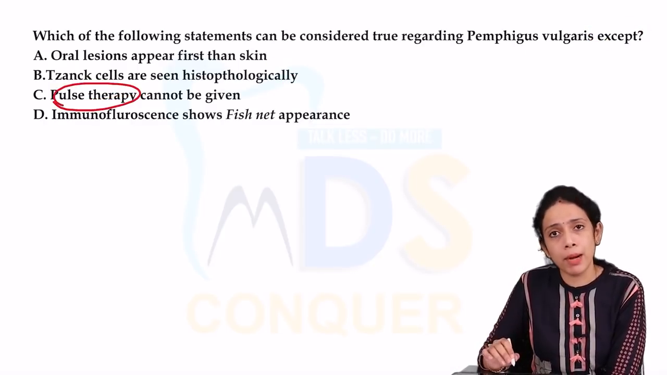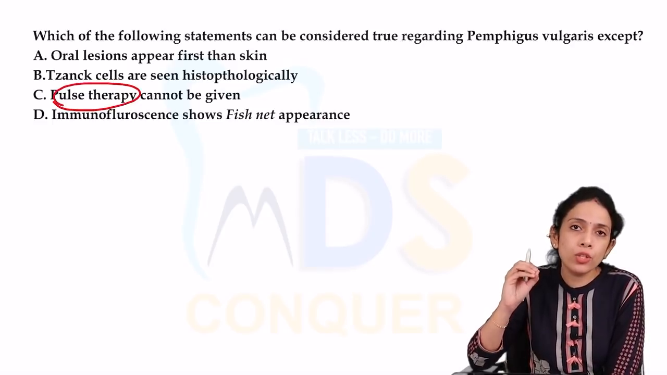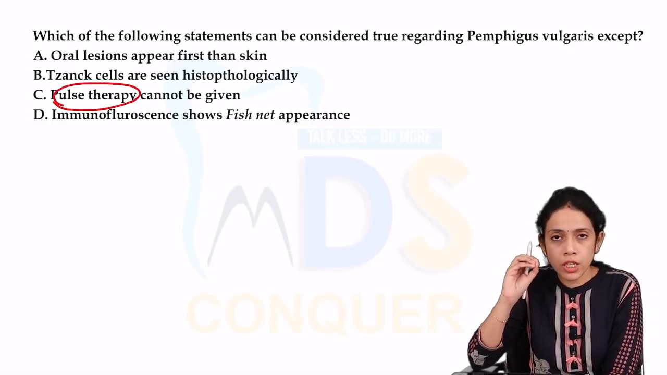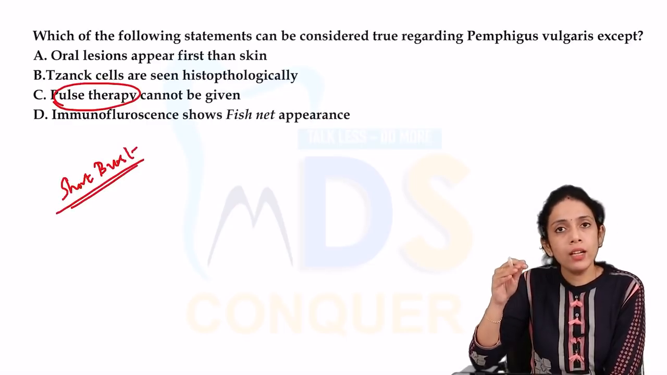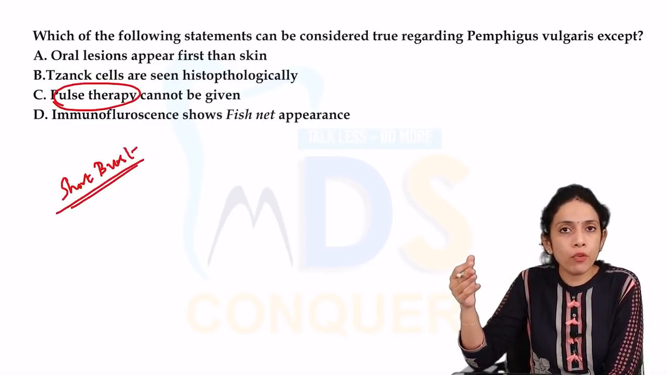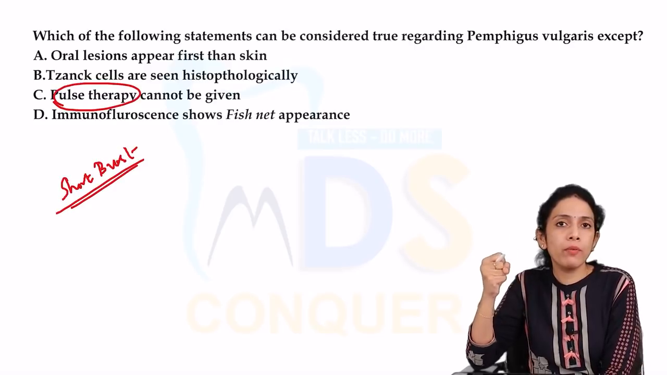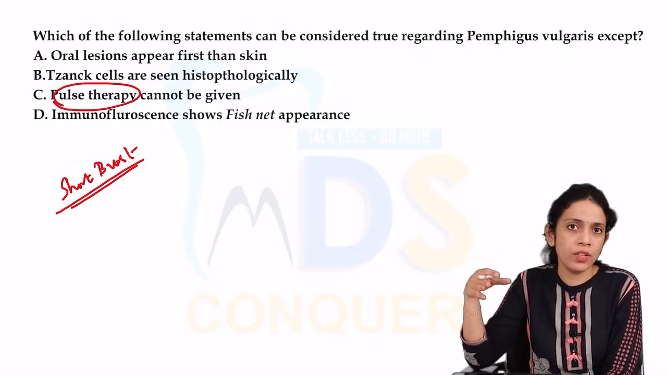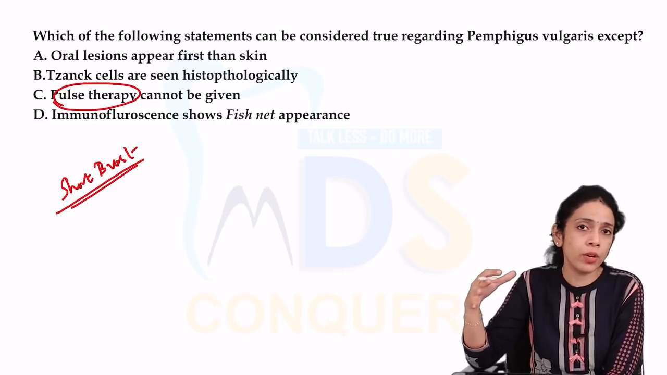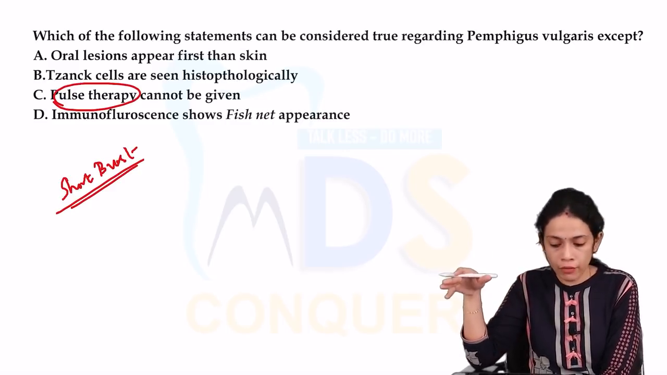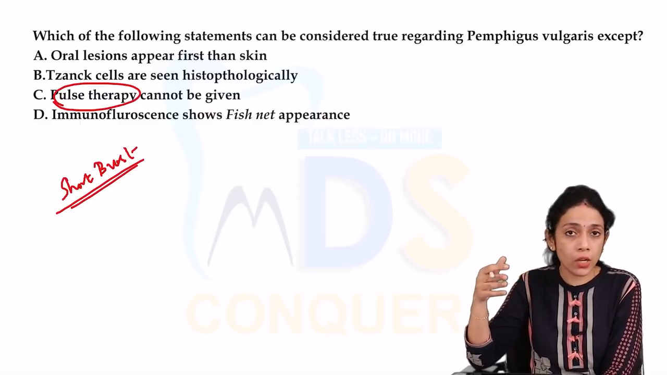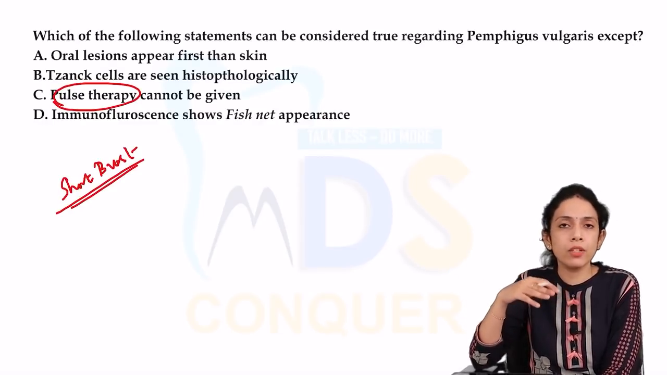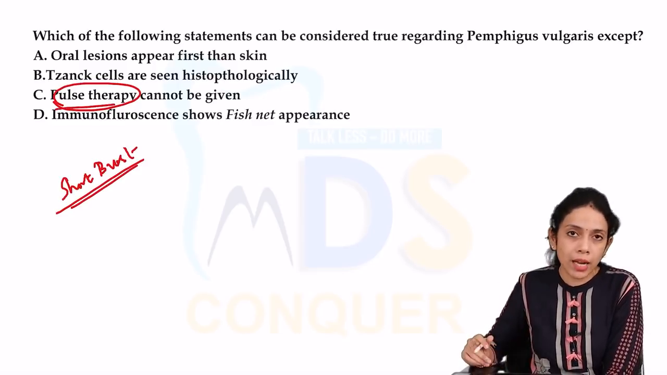Pulse therapy is nothing but discontinuous infusion of steroids. Steroids are given as short bursts, as pulses. Why? In order to get more clinical improvement, as well as to prevent the long-term side effects of the steroids. We know steroids have innumerable side effects, right? So to prevent the long-term side effects and get good clinical improvement, discontinuous infusion of steroids along with other immune suppressive drugs is given. That is nothing but pulse therapy.